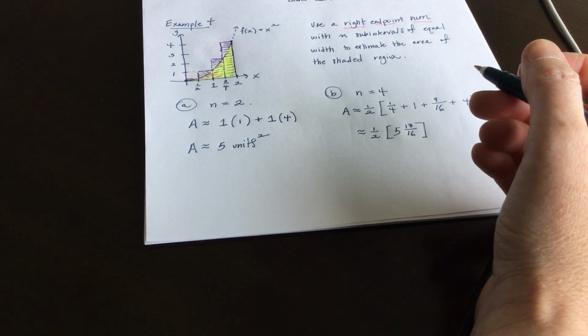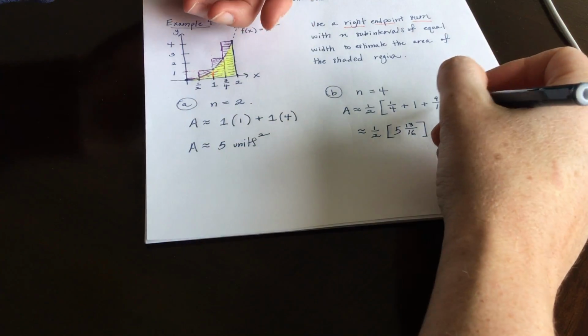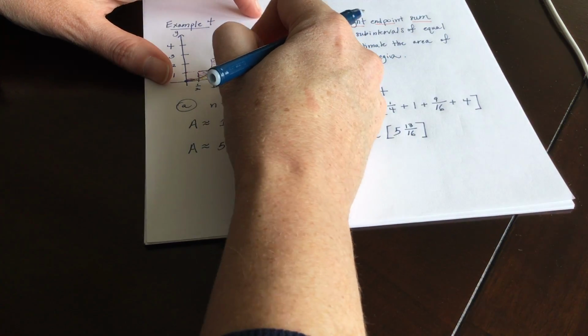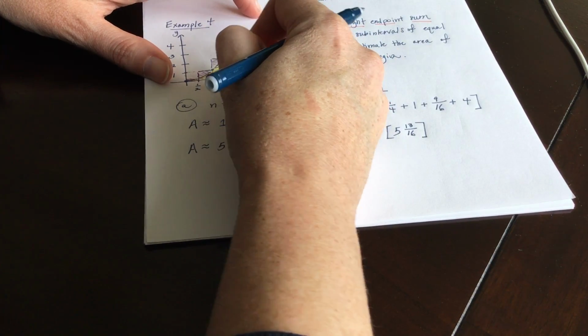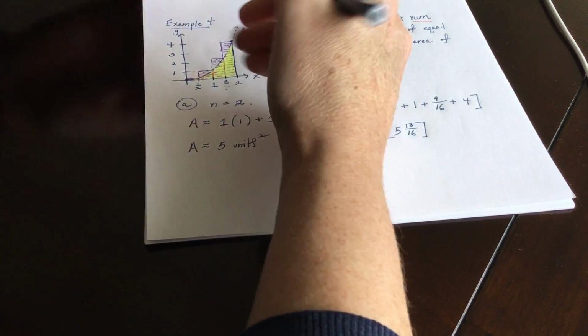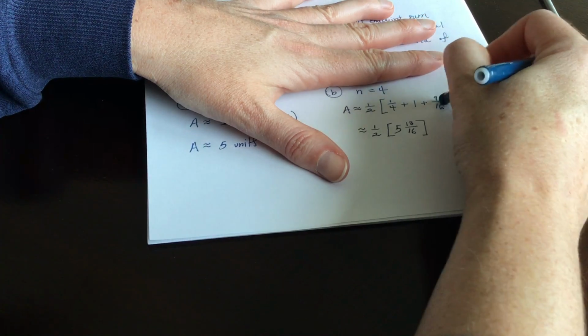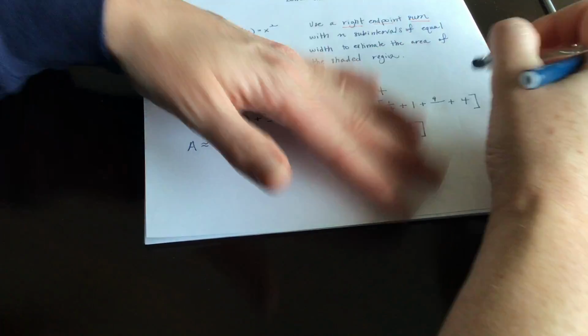Did I do that right? No, I have a mistake somewhere. Oh, it's right there. When you square, that should not say 3/4. There we go. That's what it is. What should that say? 3/2. There we go. And then when you square 3/2, you get 9/4.